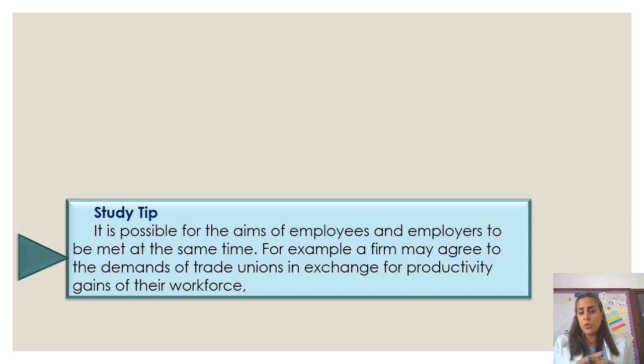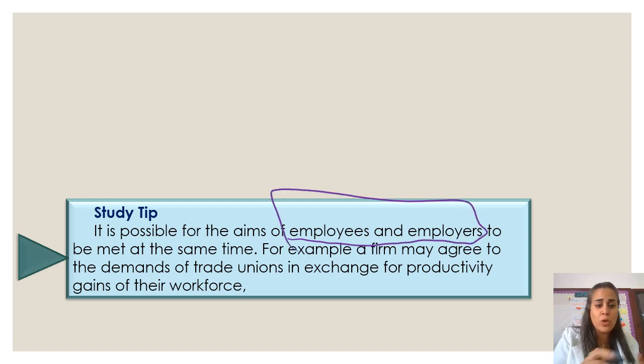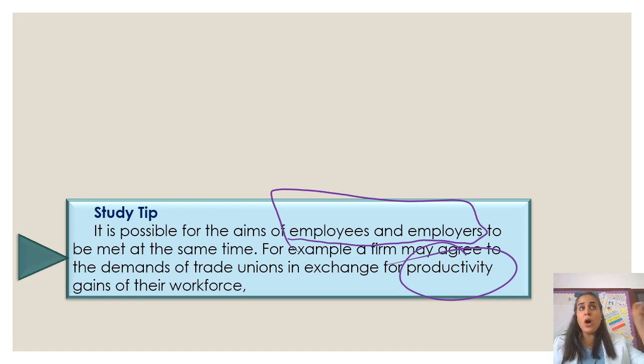This is a small study tip that I would like you to focus on. It is possible for the aims of employees and employers to be met at the same time. For example, a firm may agree to the demands of trade unions in exchange of productivity gains of their workforce. So in other words, you as a worker are more productive, then okay, fine with me as an employer, I would agree to give you a higher wage.